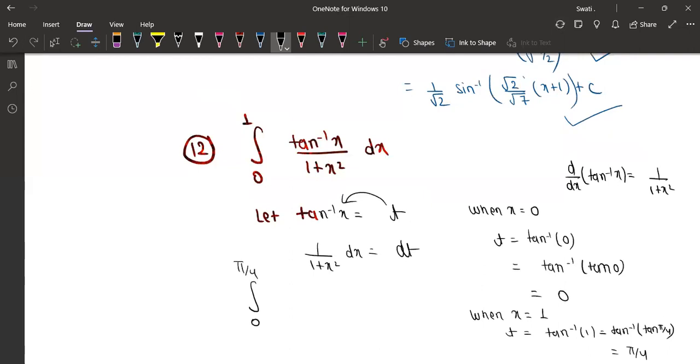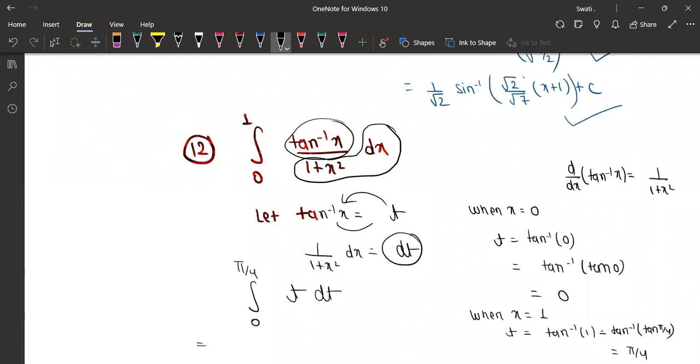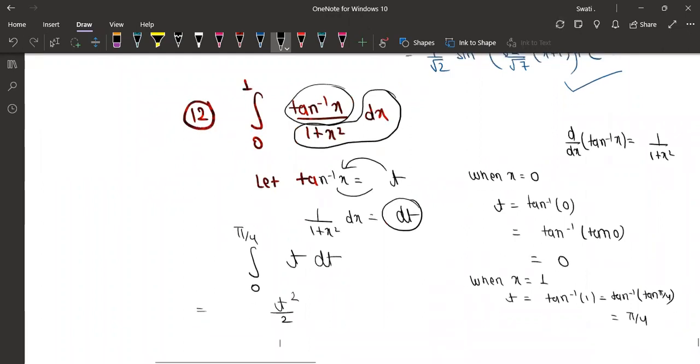And now tan inverse x I have taken as t, so this will become t. And then at this particular expression, we have the value dt, right? So this will become simply dt. Very simple now. Integration of t, we all know it is t square by 2. And now no constant of integration, because this is a definite integration.